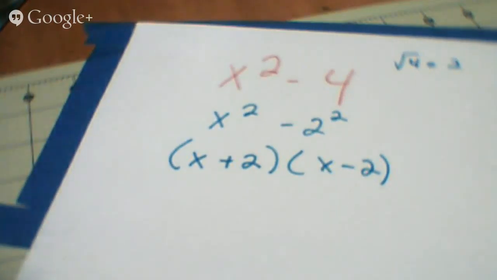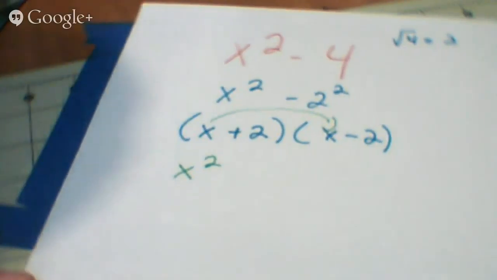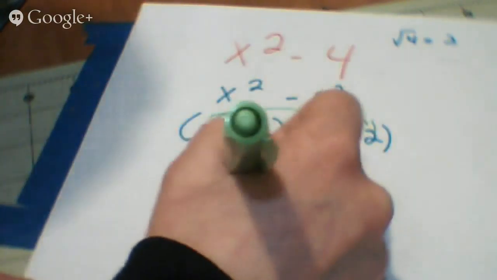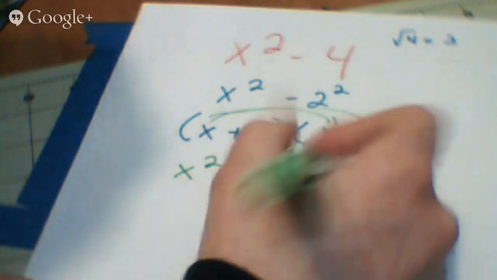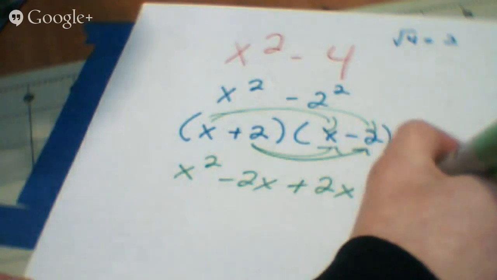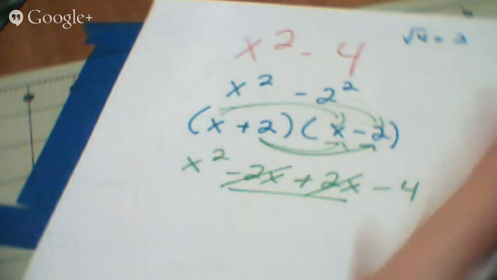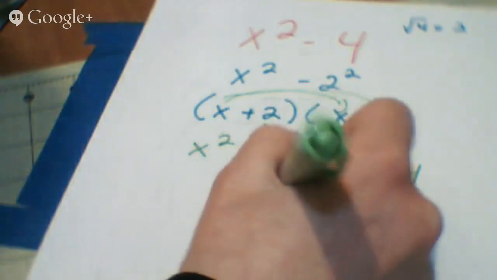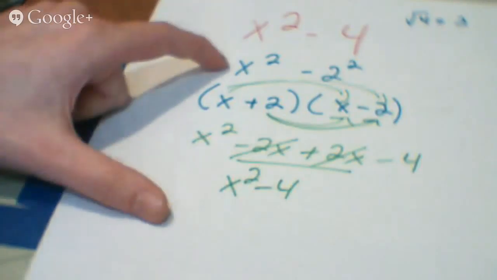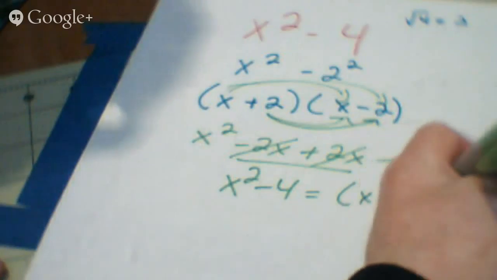And again, because we're awesome algebra students, we are going to go through and FOIL it real quick. So we would do our firsts, which would be x times x, which is x squared. Our outsides gives us negative 2x. Insides gives us a positive 2x. And our lasts give us negative 4. So then again, our middle terms cancel out to be 0, and we get x squared minus 4. So we just checked it here, and we know that the factoring is equal to x plus 2 times x minus 2.